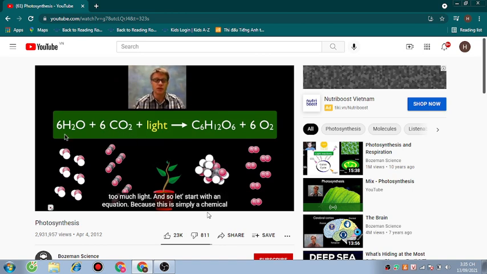And so let's start with an equation because this is simply a chemical reaction with a number of steps. But what are the reactants? Water and carbon dioxide. And so how does a plant grow? It's basically taking water in from its roots and it's taking carbon dioxide in through its leaves, through its stomata. The other thing it needs is light, and so it's taking these simple ingredients and then it's weaving those together to make glucose, this main molecule here, and then oxygen. And so this is the food that I get. This is the oxygen that I breathe.